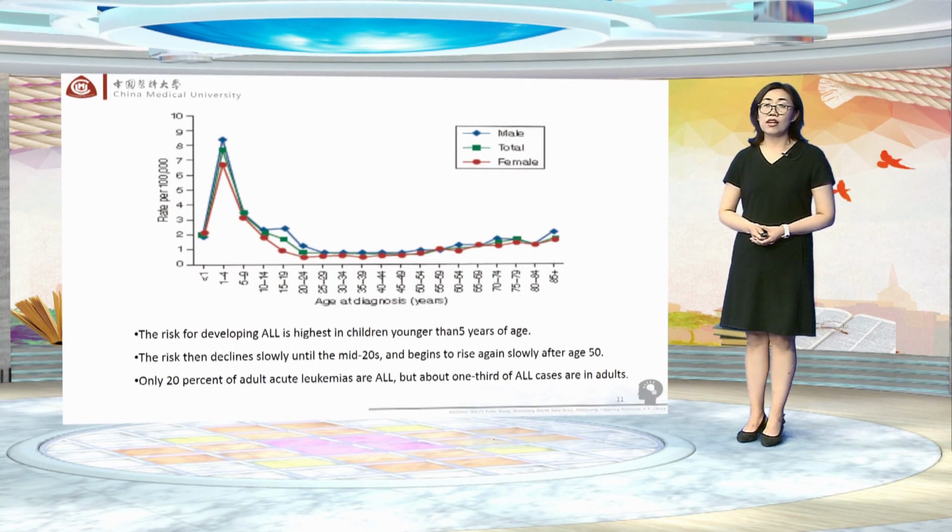The risk for developing ALL is highest in children younger than 5 years of age. The risk then declines slowly until the mid-20s and begins to rise again slowly after age 50. Only 20% of adult leukemias are ALL, but about 1/3 of ALL cases are in adults.